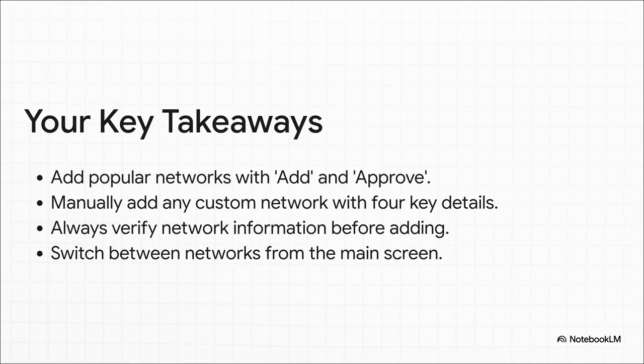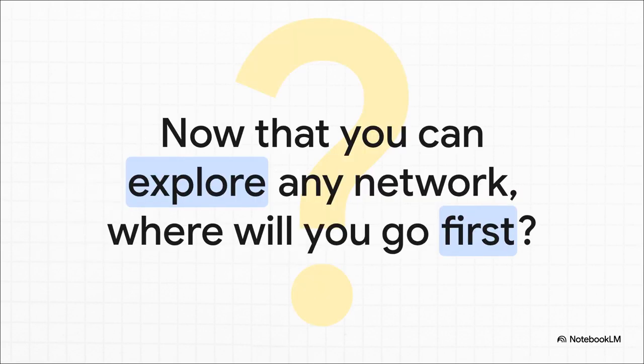So let's do a super quick recap. For the big popular networks, it's just a simple add and approve. For a custom one, you need those four key details, and you always have to double-check that info from a safe source. And of course, switching between any of them is as easy as tapping that button right at the top of the main screen. And really, this is what it's all about, giving you the tools you need to go out and explore. So, now that you can go to pretty much any network you want, the only real question is, where are you going to go first?